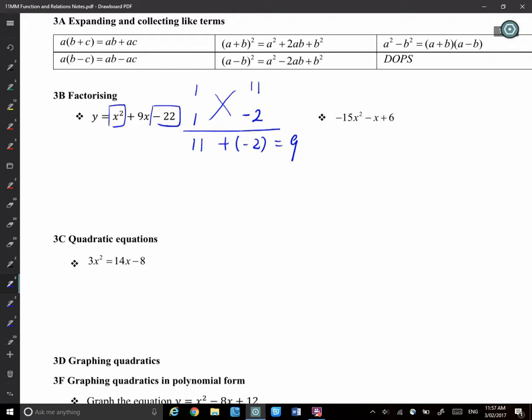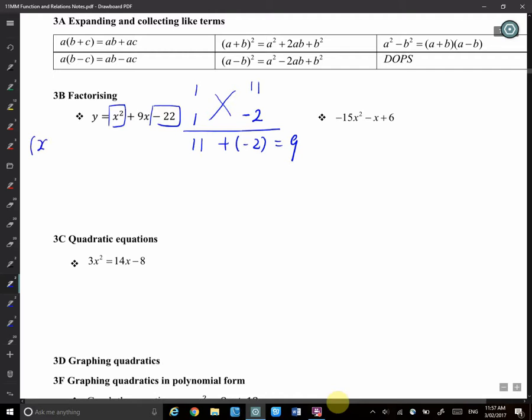And I can write things horizontally. The first number, you write this row and this row. The first number means the number of x you have. You have 1x, so it is x plus 11, and x minus 2. That's how you factorize that. So y equals x plus 11 and x minus 2.